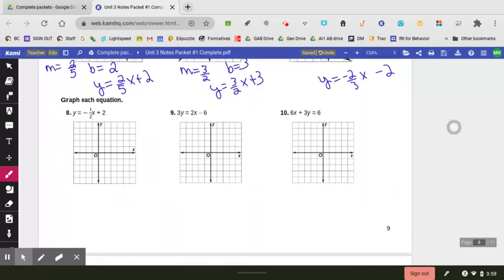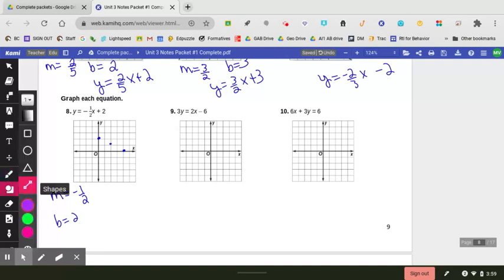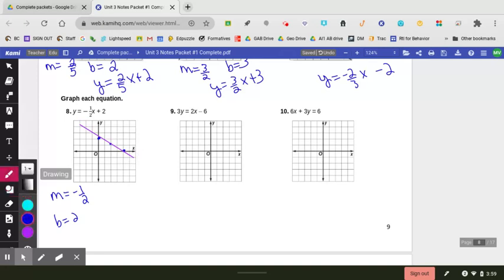Now we're going to graph each of these. So number 8, we can graph by knowing our slope equals -1/2 and our y-intercept is 2. So that means we start on 2, go down 1, right 2, down 1, right 2, and then we connect, and that's our straight line. And you should always have arrows, and you should always write the equation on your line.